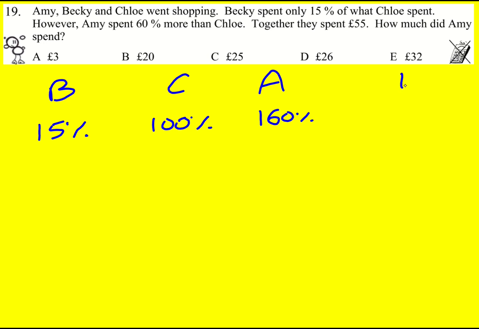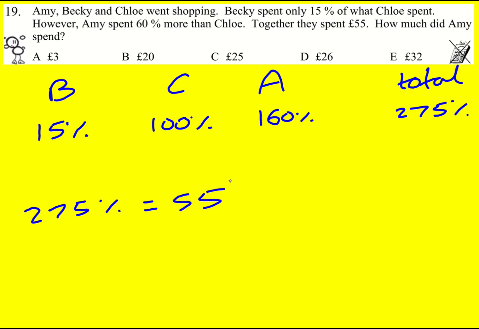So the total is going to be 275%. And that is equal, 275% is equal to 55. Well, I want to get it down to 1% or 100% or ultimately 160%. So I'm going to need to work my way down. I don't want to divide by 275 to get 1%.